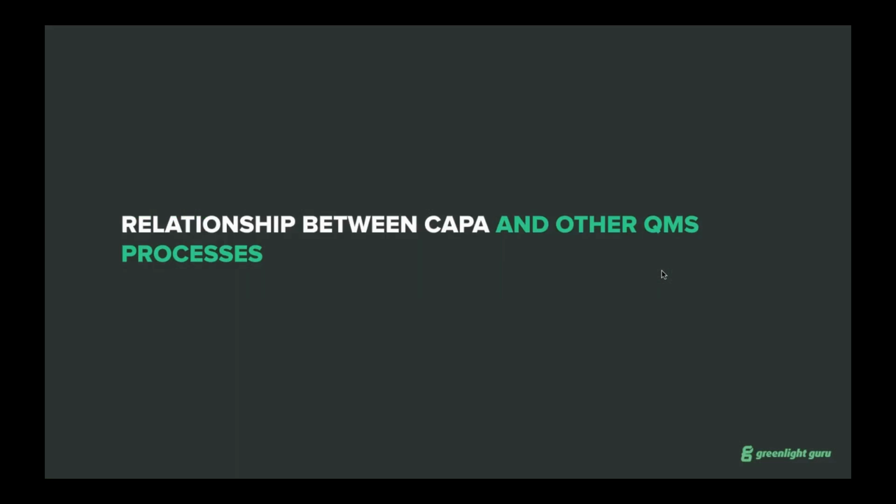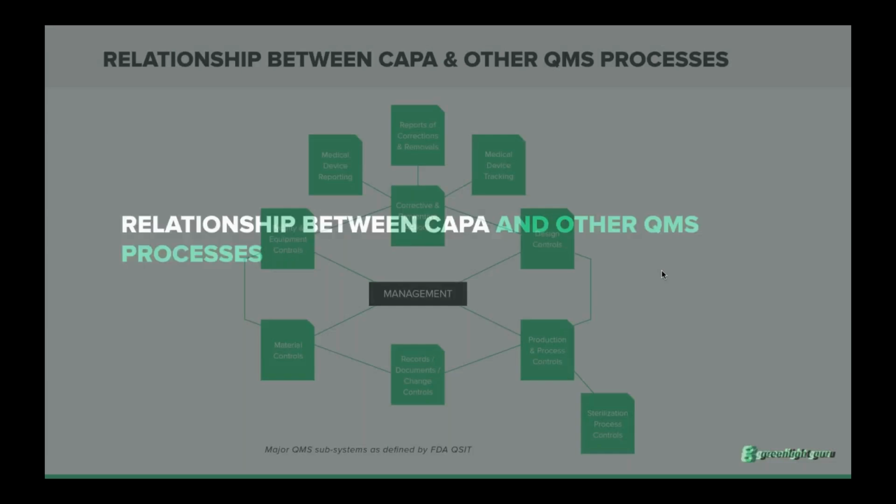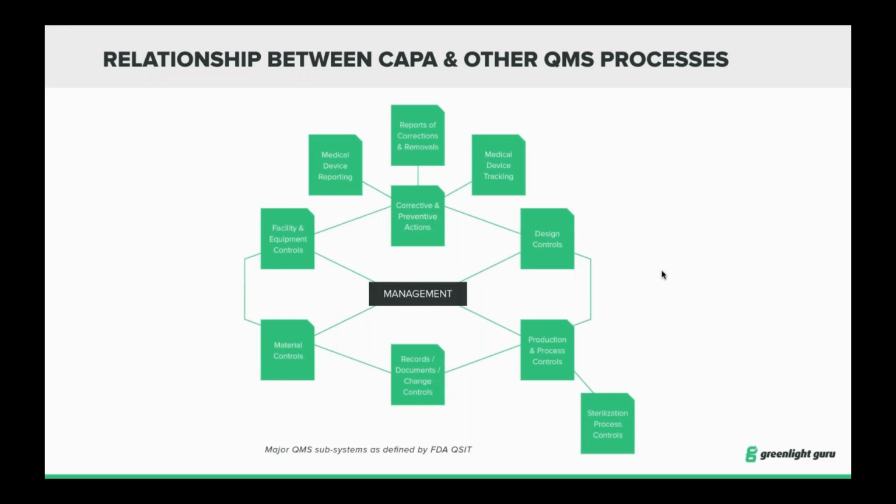All right, so let's continue on. Let's talk now about the relationship between CAPA and some of the other quality management system processes. I mentioned the FDA QSIT guidance document a little bit ago, and this image has been adapted from that particular QSIT approach. QSIT is a really good guidance document for a number of reasons, not the least of which is it gives you quite a bit of insight as to how an FDA inspection goes, what that FDA inspector is going to be looking for, and how that's going to go if and when your company is exposed to one of those types of events.